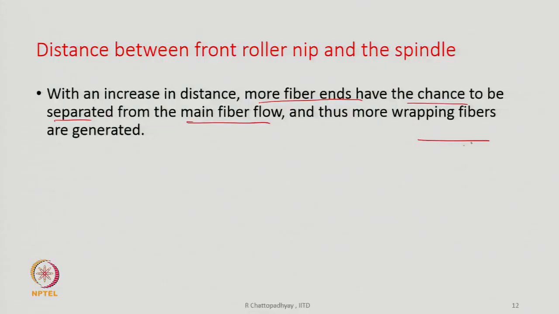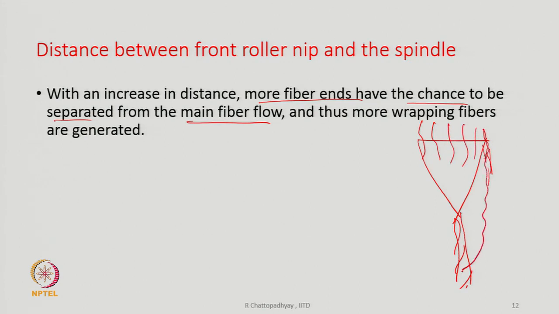So, if this is my twist angle, and let us say this is the yarn, the fibers which are coming from the edges, some of them will escape twist action, and they will move forward and join later. So, the size of this triangle is important: how far the twisting point is reaching toward the front roller nip, and what is the width of the thin ribbon of fibers. Both of them are important.